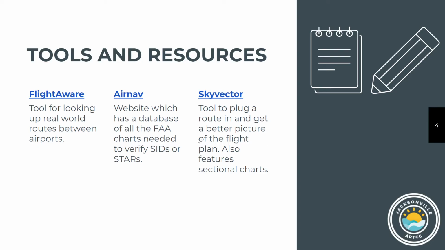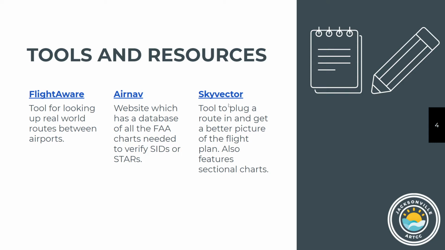So some tools that are useful. A lot of folks like FlightAware because you can look up real world routes between the airports, and that will also show you the routes in real world they're using. AirNav is probably the best website for quickly looking up various information about any particular airport and any charts that you would need for SIDs or STARs, because once you pull up the airport, it shows you the SIDs and STARs for that airport.